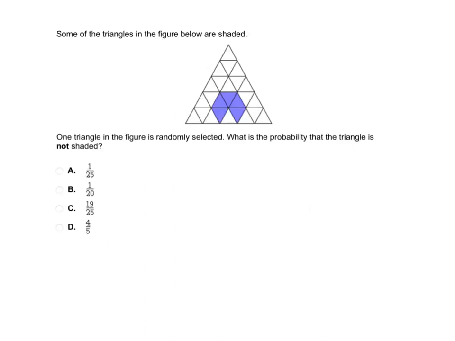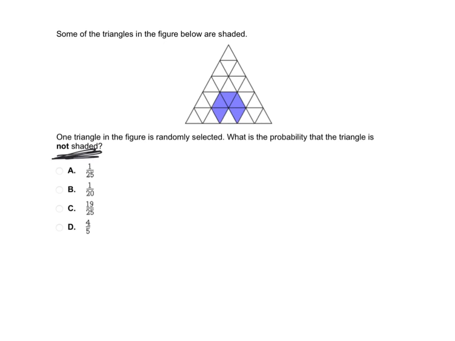Alrighty, friends, this one is where it gets a little bit tricky because we have to make sure that we are looking at the diagram as well as looking at the question. So it says one triangle in the figure is randomly selected. What is the probability that the triangle is not shaded? So I want to make sure to carefully count how many total triangles I see of the little ones.